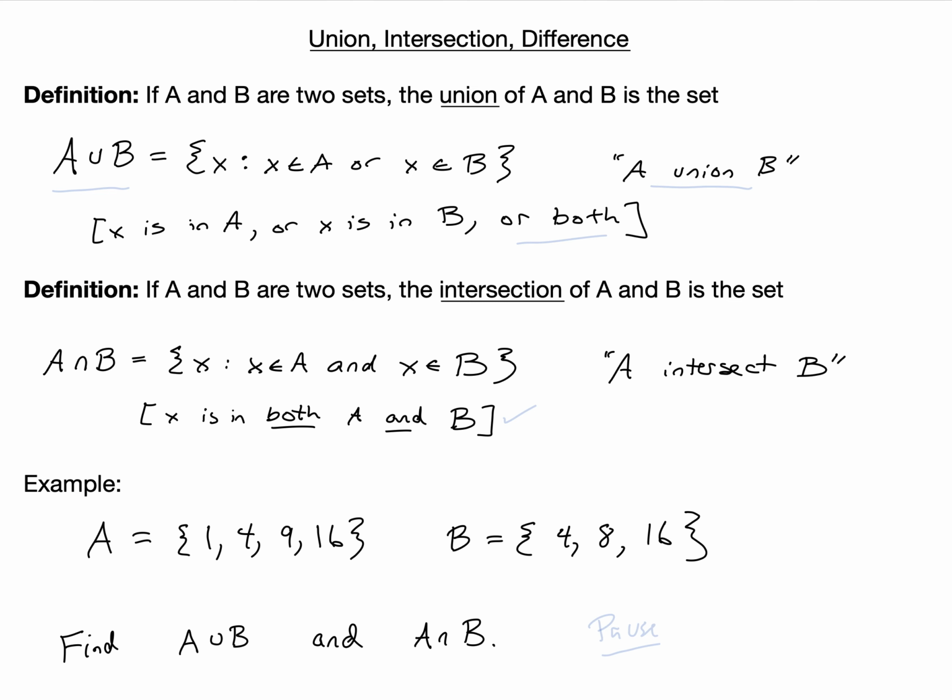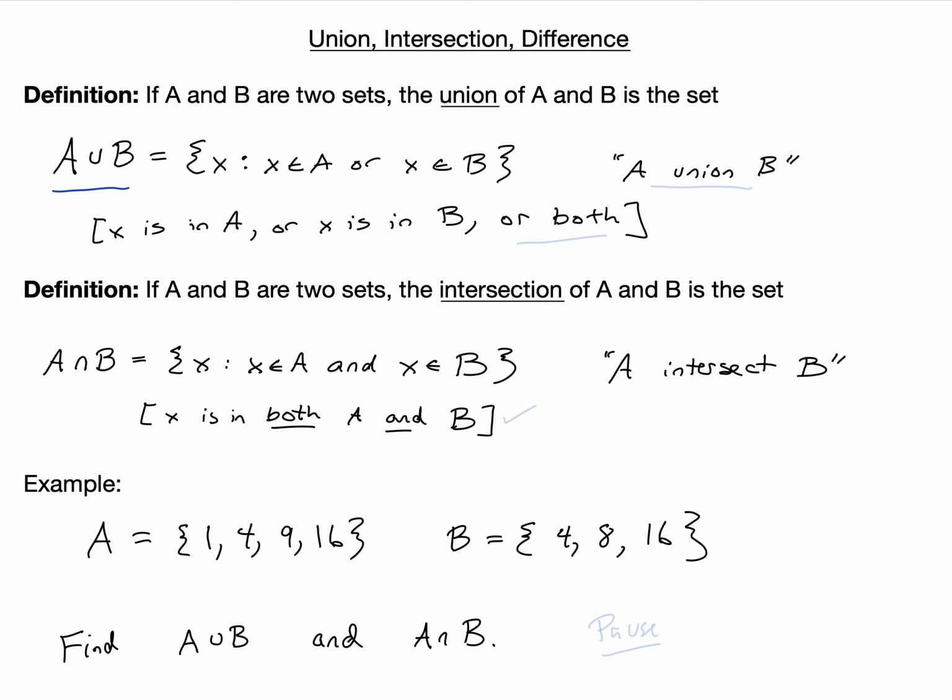In this video, we're going to define and do some examples with the union, intersection, and difference of sets. So if A and B are two sets, the union of those two sets is the set A union B, and it's denoted in this way: A ∪ B, or A cup B, is equal to the set of X such that X is an element of A or X is an element of B.